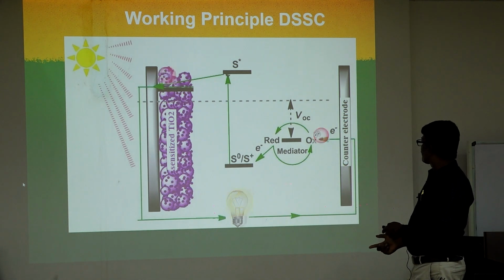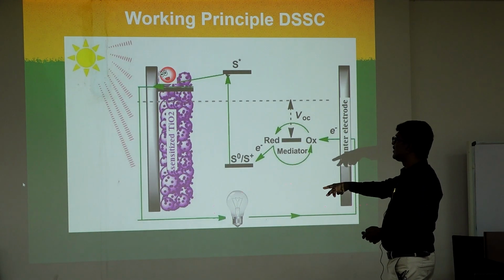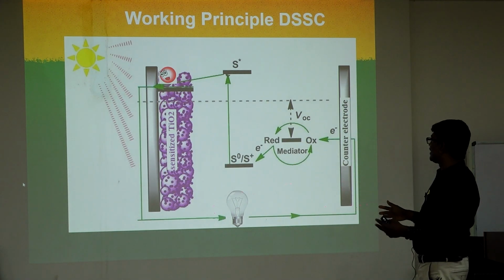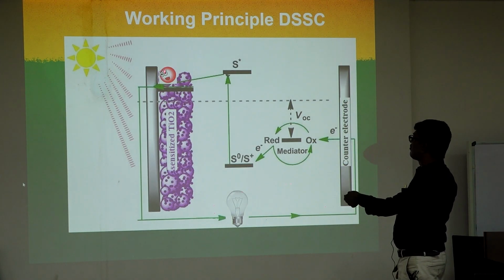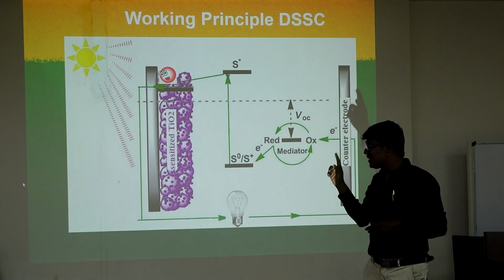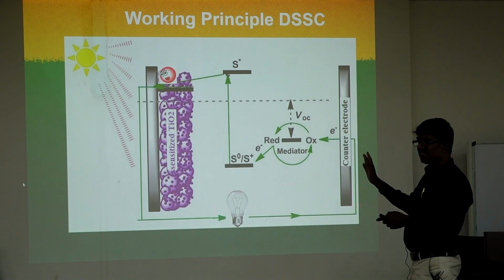Instead of this, if the electron does not go to the other side, it comes back to the ground state of the dye. So the cell may not work, or it may react with your electrolyte. From this it comes to the ground state, or from this it goes to the electrolyte, and then the cell won't work actually. So these two steps are very, very important. We have to avoid such steps in solar cells.